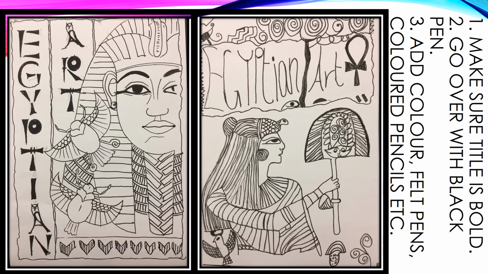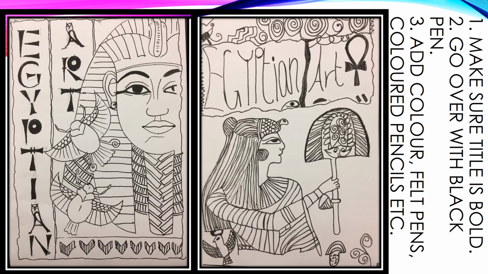So on both of these, we have Egyptian people. I think Tutankhamun or another pharaoh on one of them, an Egyptian lady on the other. And then there's lots of pattern, other symbols. We've got the winged scarab beetle, we've got the Eye of Horus, we've got lots of different patterns. So you want to fill your page with interesting pattern.